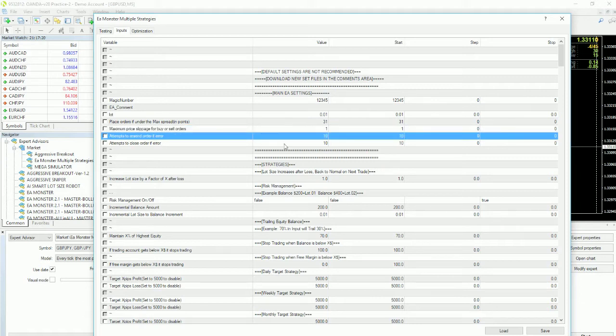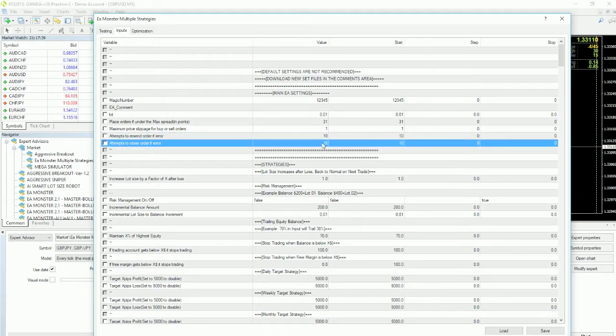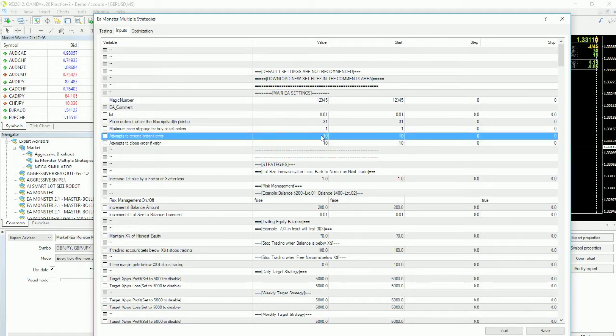Attempts to resend order if error. If there was some kind of error and it couldn't open the trade because of some reason, it will try to open the trade again and again, up to 10 times, the default here. You can change that to anything you like. I put that in the EA a long time ago because I noticed that some trades would not open if there was an error, and I wanted to force them to open. That's why I added it.